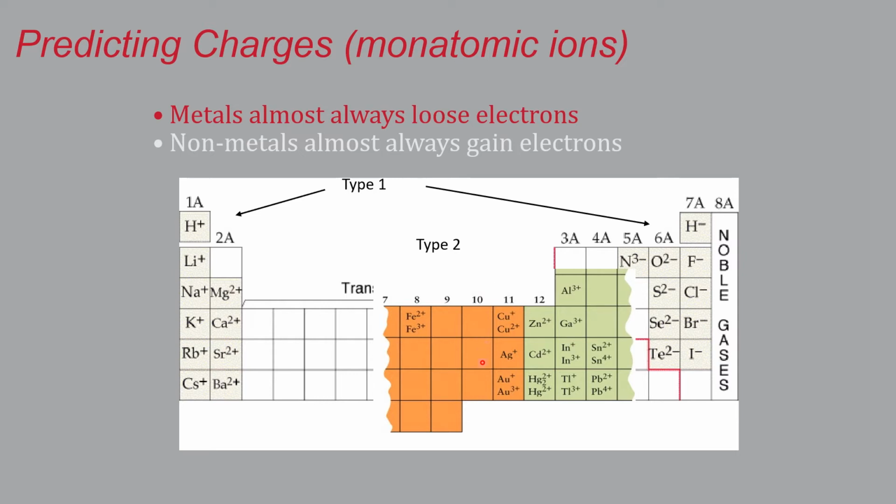And moreover, the other complication is some elements, such as iron and copper and gold, can actually form 2 stable charge states. And this is quite common for elements that are in this middle. We call them transition metals. And so these we call type 2 ions, if they can take up more than one charge.